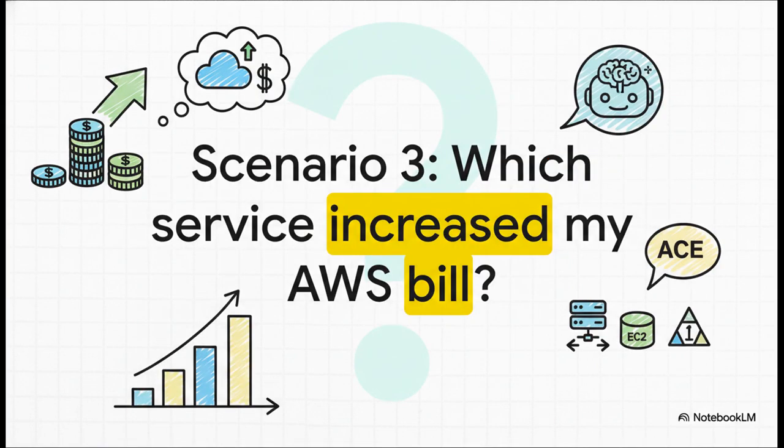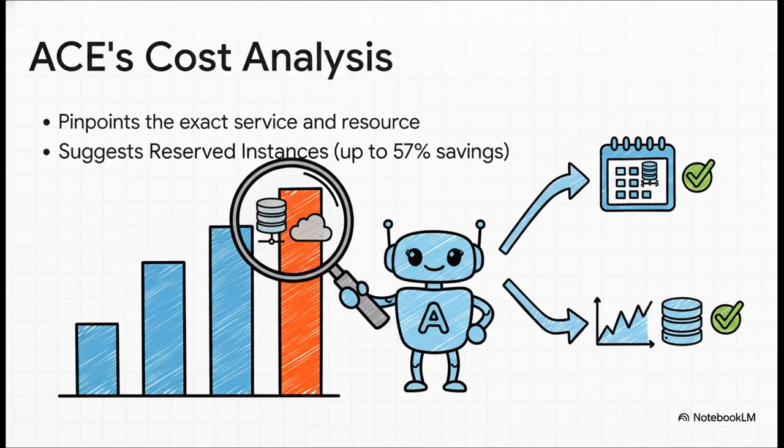Okay, let's talk about money. You open up AWS Cost Explorer and, whoa, your bill has jumped. It happens. So you can ask Ace a really direct question like, which service made my AWS bill go up this month? And because Ace can actually read your billing data, it can point to the exact service, maybe even the specific resource that's causing the spike.